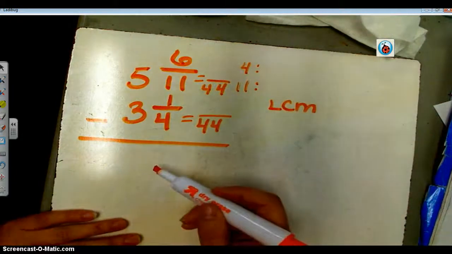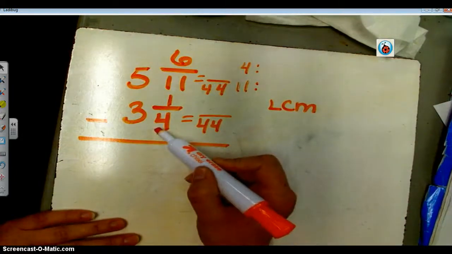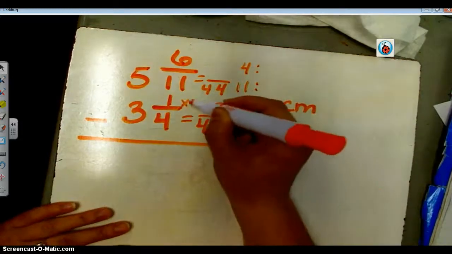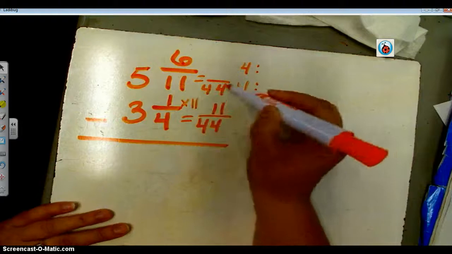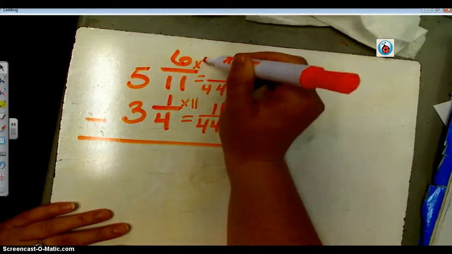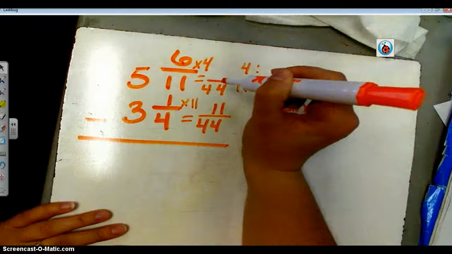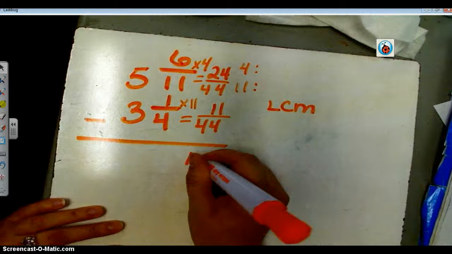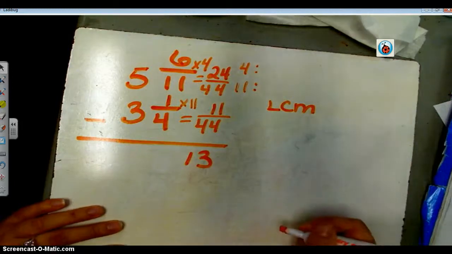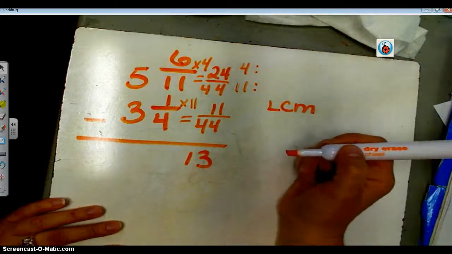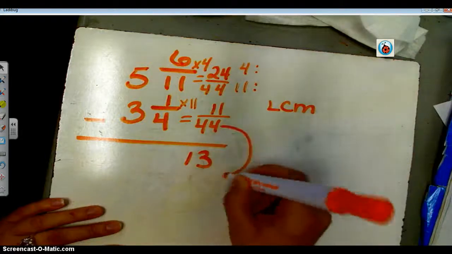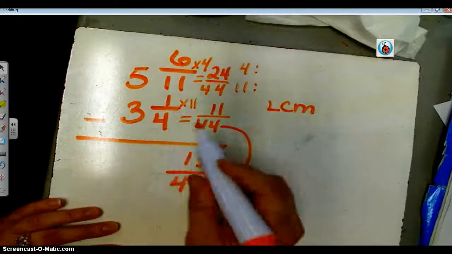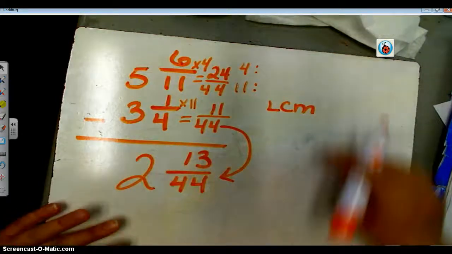So now what do I do? See what goes into the 44. 11 goes into 44 4 times. So times 4. 6 times 4 is 24. Then 4 goes into 44 11 times, so 1 times 11 is 11. 24 minus 11 equals 13. Now what do I do? I subtract my numbers. I have to bring down my denominator, right? Now I subtract 5 minus 3 equals 2.